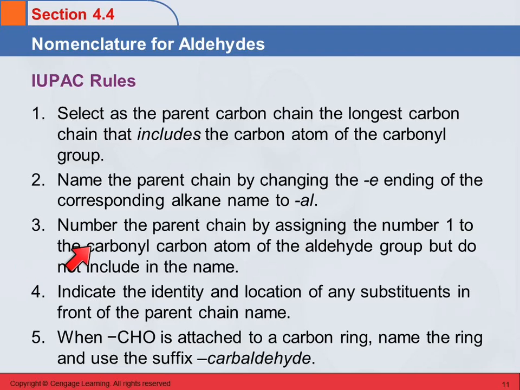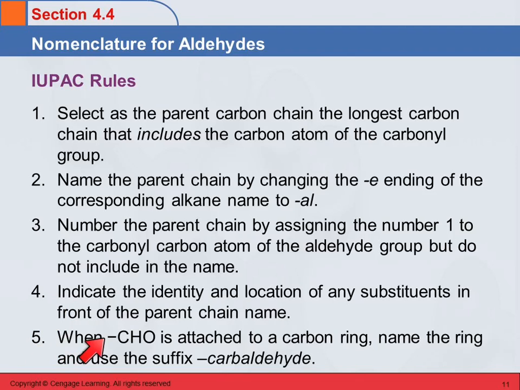The carbonyl carbon is going to be number 1. Aldehydes always have the carbonyl group on the end. It's always number 1. So then we don't include the number 1 in the name because it's always 1, and we don't write number 1s that aren't essential. But that's how we number the chain from the carbonyl group. Then you indicate the identity and location of any other substituents in front of the parent chain name.